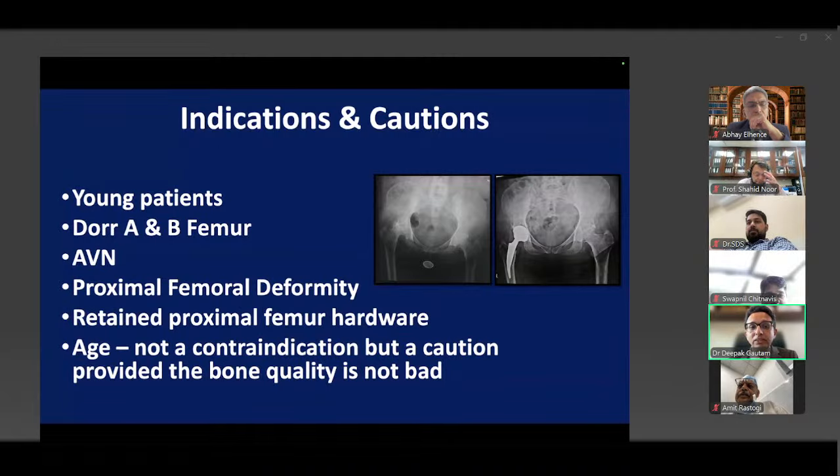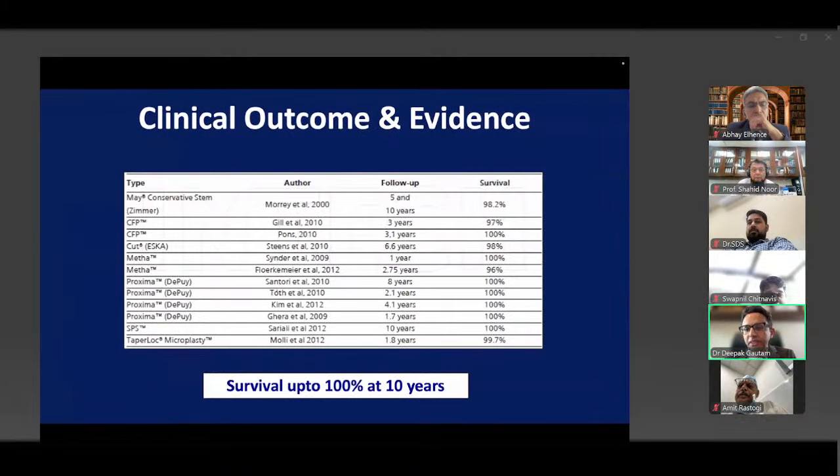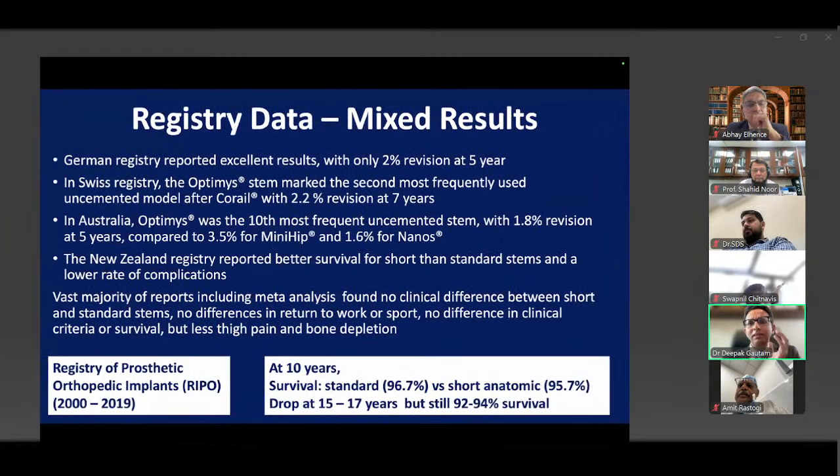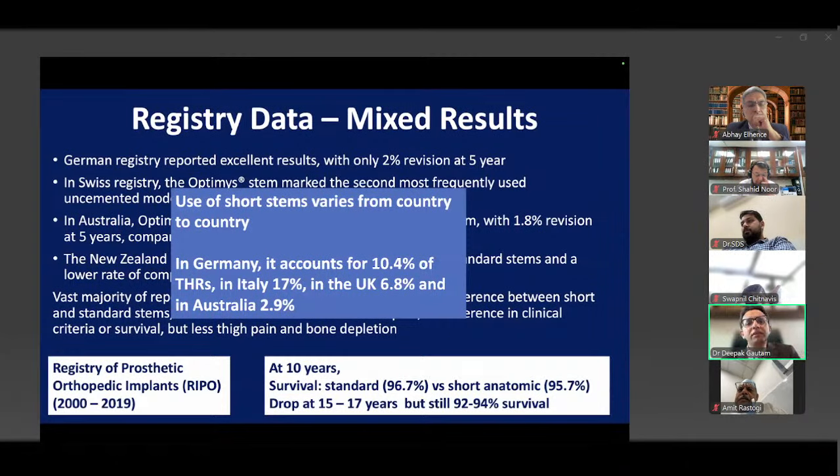Nowadays, age is not a contraindication, but a caution, provided that the bone quality is not that bad. Even the literature with the conventional short stems, which are no more in use, showed survival of 100% at 10 years. And for those which are still available, the usage differs in different countries, such as Germany, which accounts for 10 to 14% of short stems, but in Italy it's 17%, UK 76.8%, and in Australia only 2.9%.